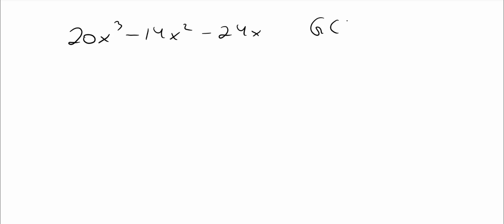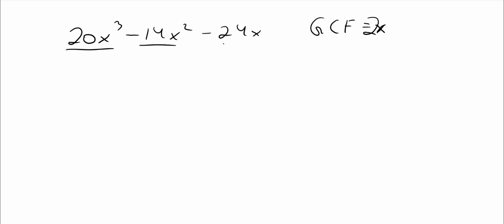Just a little crazier. 20x cubed minus 14x squared minus 24x. Okay, so definitely you can take out an x. So the GCF is x. And what goes into 20, 14, and 24? Well, you can always do 2. They're all even numbers. And I don't really see anything else, actually. I think it's just 2. So the GCF is actually 2x.